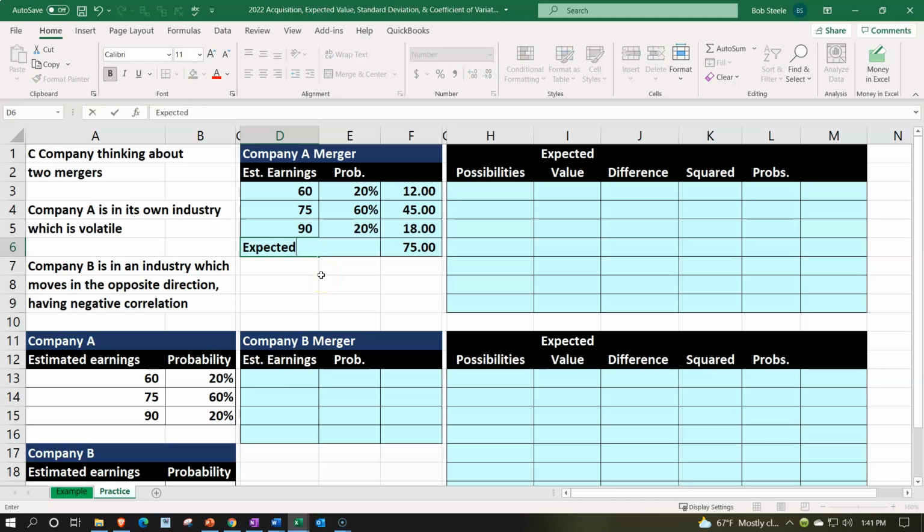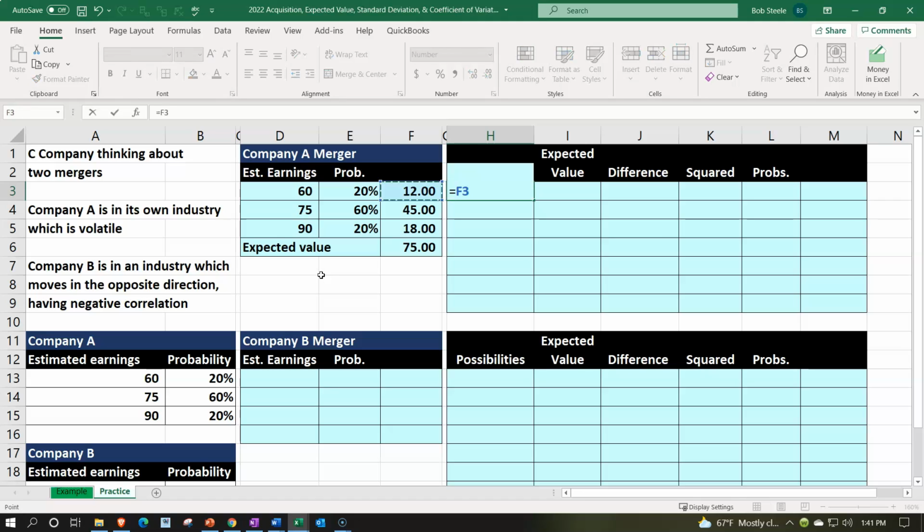So the expected value, which is kind of like the mean or mid number, the average that we would be using when we think about our statistical analysis terms. So now let's go on over and think about our variance, our standard deviation, and our coefficient of variation calculations.